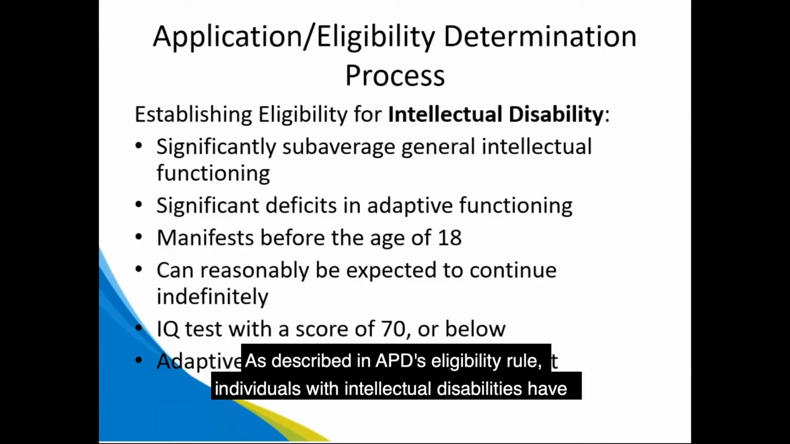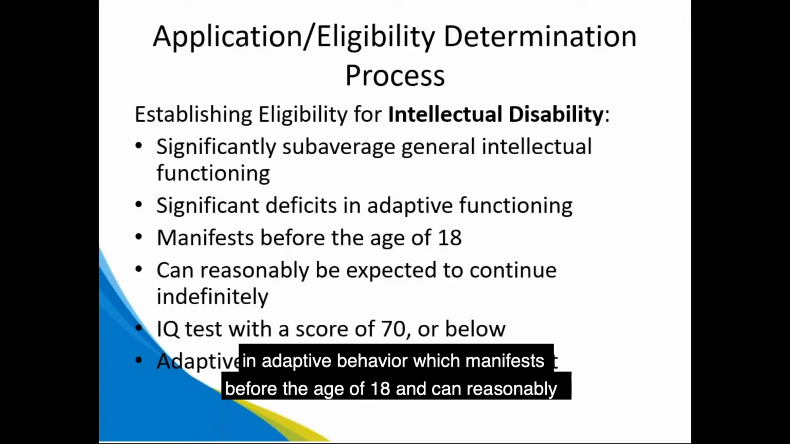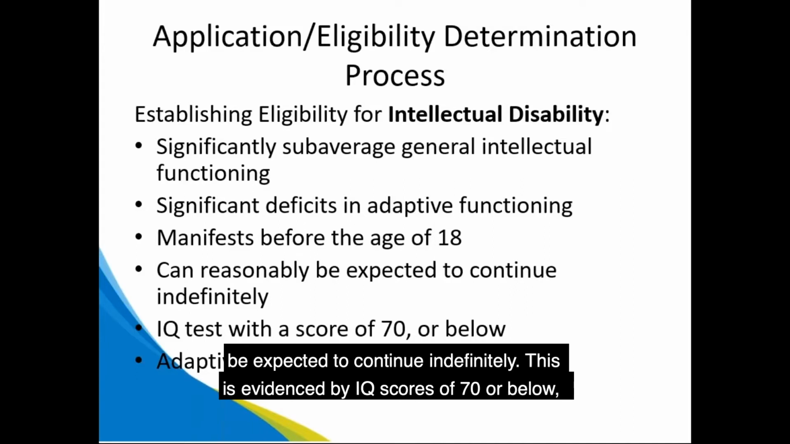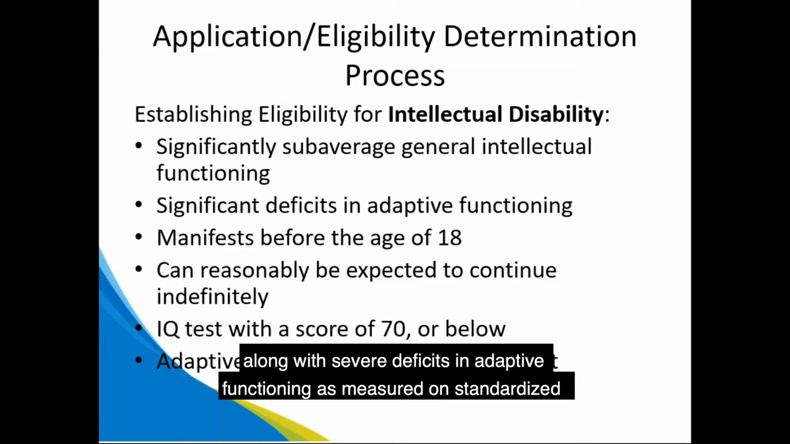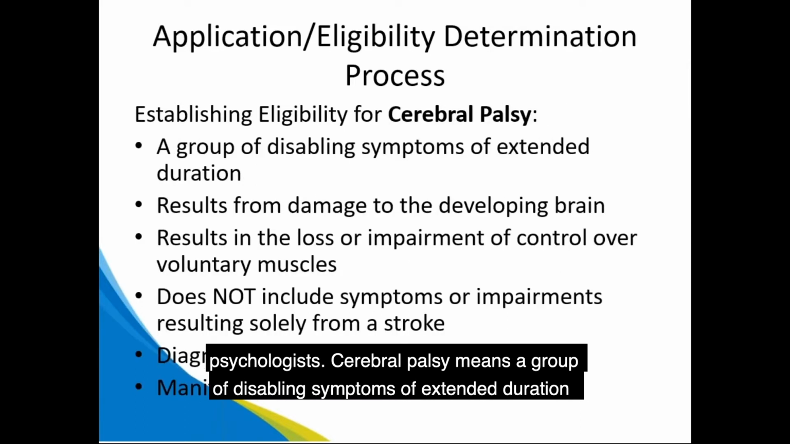As described in APD's eligibility rule, individuals with intellectual disabilities have significantly sub-average general intellectual functioning existing concurrently with deficits in adaptive behavior, which manifest before the age of 18 and can reasonably be expected to continue indefinitely. This is evidenced by IQ scores of 70 or below, along with severe deficits in adaptive functioning as measured on standardized tests. Proof of an intellectual disability must be obtained from testing performed by licensed psychologists.